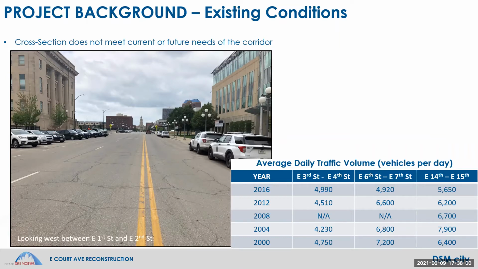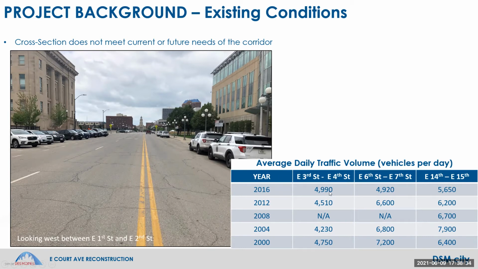So this is a picture just looking west between East 1st and East 2nd to get you kind of a feel for the corridor. And this graph or table kind of shows the average daily traffic through the years. So the most recent data is here at the top, and as you go down, it goes over the past 20 years. There have been some minor fluctuations in the traffic, but in general, it's been fairly steady, if not decreasing slightly.